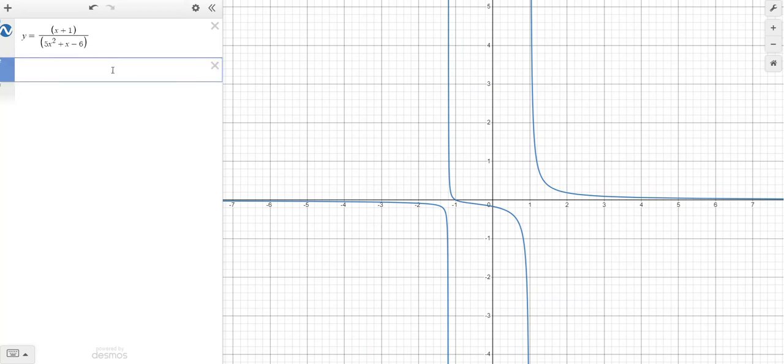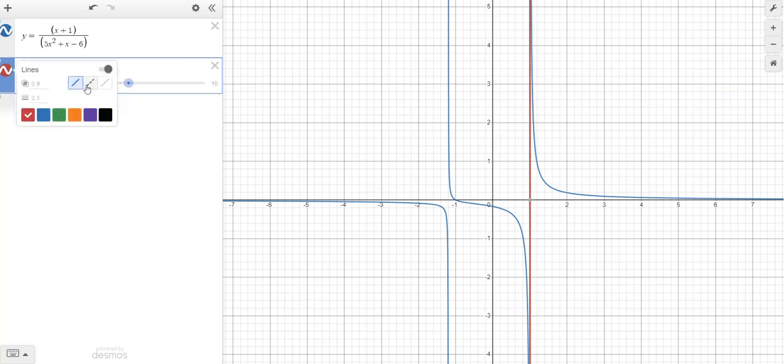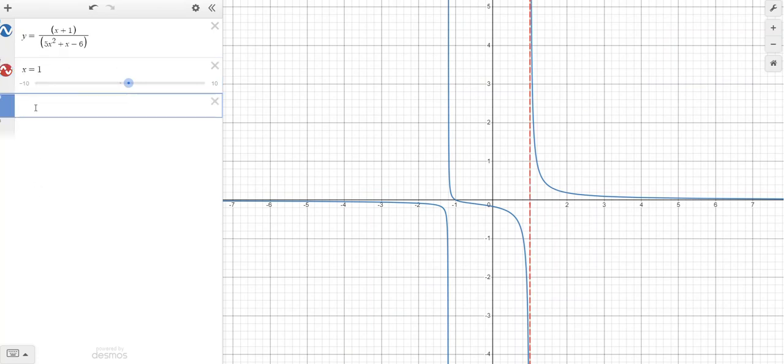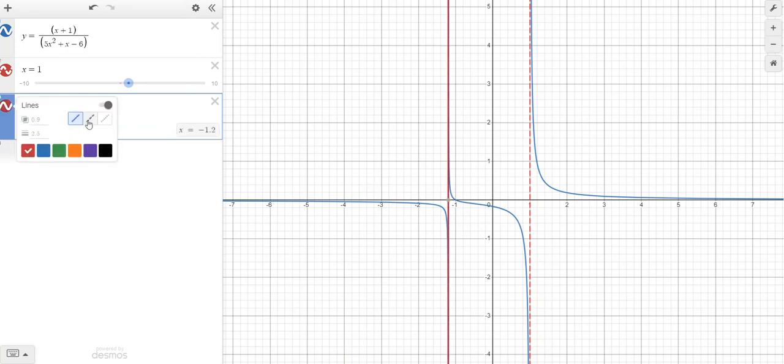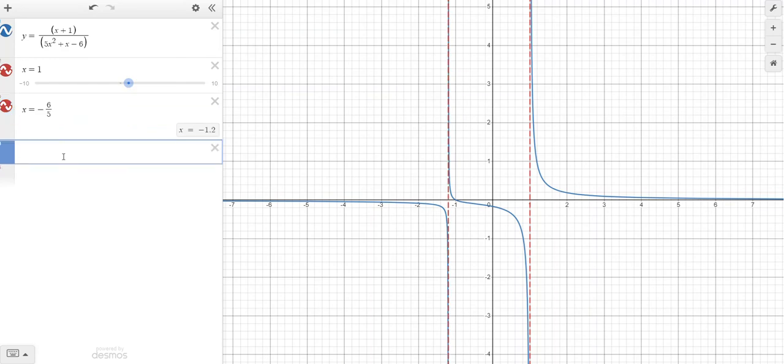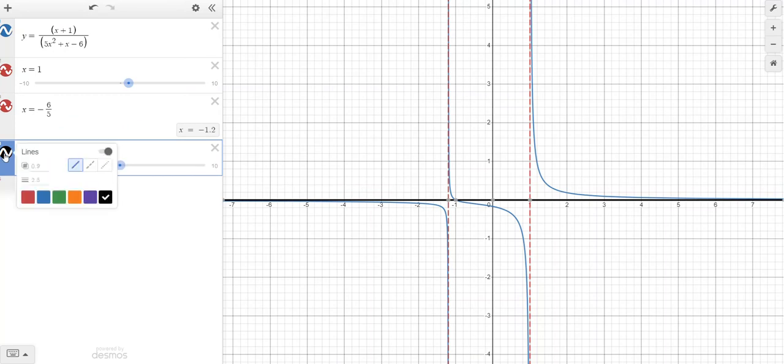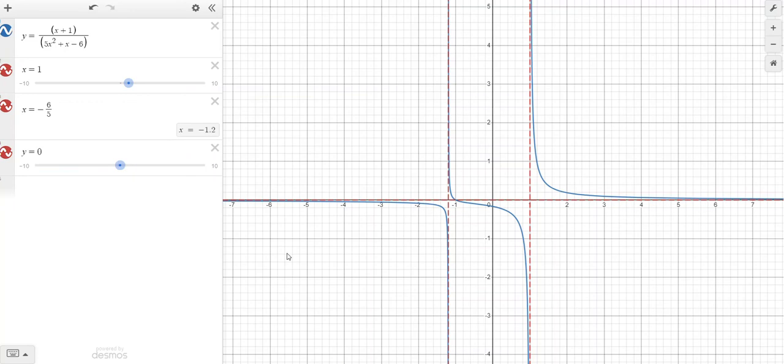You've seen before that if we graph them as dotted lines, it kind of helps us to recognize that framework that we've built. We know that x equals 1 is one of our vertical asymptotes. X equals negative 6/5 was another. And our horizontal asymptote was y equals 0. So adding those asymptotes just kind of helps me see the framework.